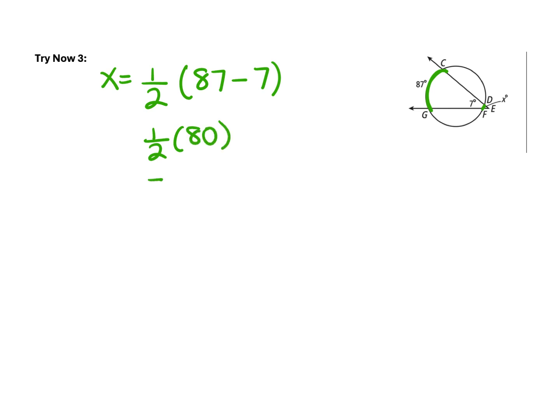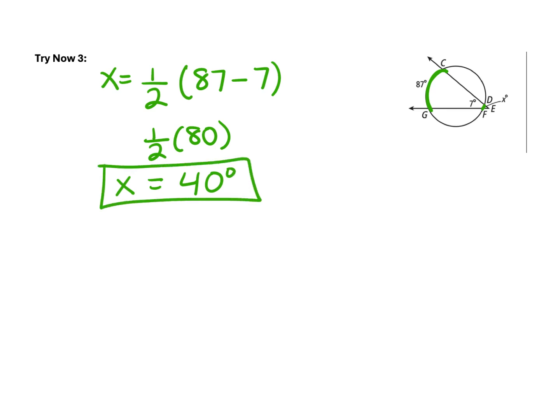The final example here is a try now. It looks pretty similar to the last example. You can see that the x is the exterior angle, so x is equal to 1/2 the difference of the intercepted arcs. So that's half of 87 minus 7. Well, 87 minus 7 is 80, and half of 80 is 40, meaning x is equal to 40 degrees.